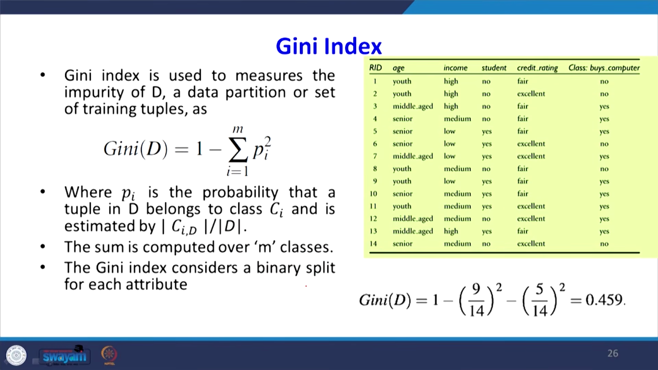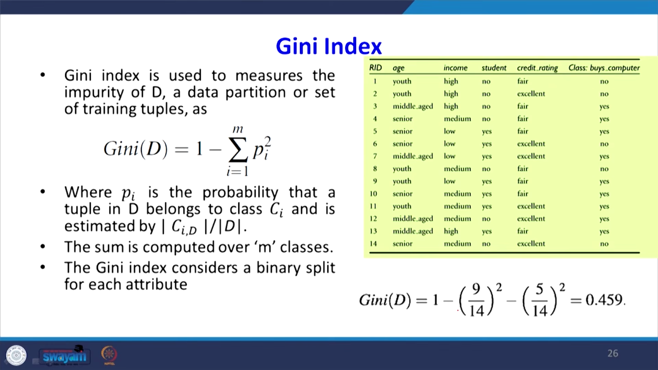Next, we will go to the next concept, Gini Index. Gini Index is used to measure the impurity of D, a data partition or set of training tuples. The formula for Gini D is 1 minus sigma i equal to 1 to m of pi square, where pi is the probability that a tuple in D belongs to a class Ci and is estimated by modulus of Ci,D divided by modulus of D.